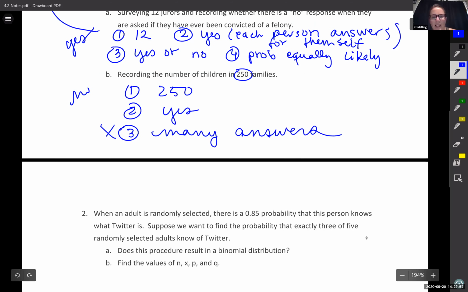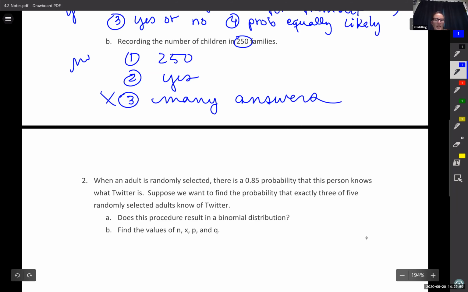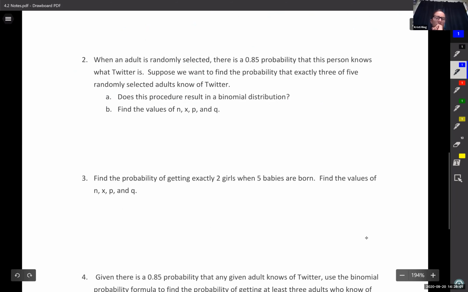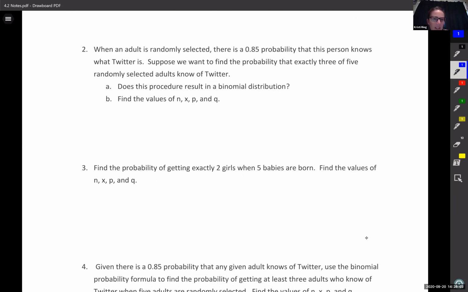Okay, so now that we know what it is, we're going to practice the variables, then we'll look at the formula. So here it says, is this a binomial distribution? Let's look at the problem.